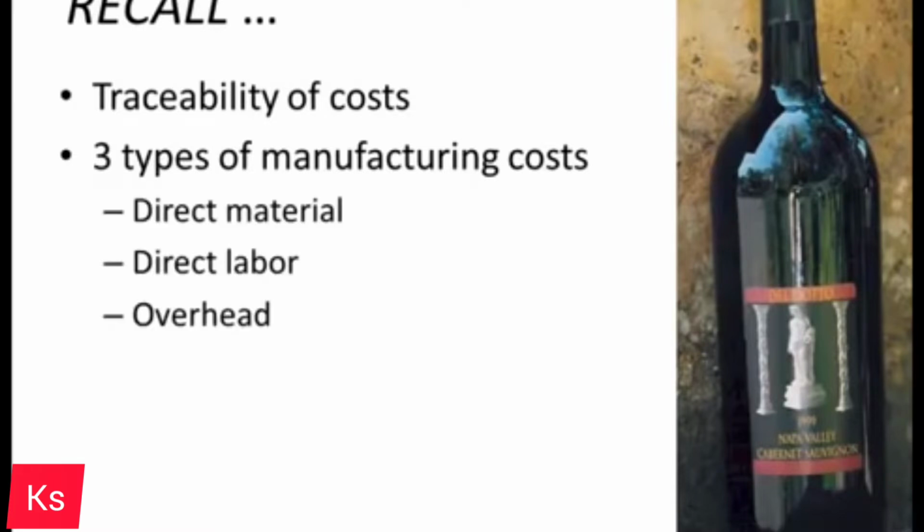We have three types of manufacturing costs. We have direct material, direct labor, and overhead. Direct material and direct labor are direct costs. Those are the costs of materials and labor that can be easily and conveniently traced to a given product. Overhead, those are all the other costs that go into making that product, but they cannot be easily and conveniently traced to a given product. So we call those overhead, and instead of tracing those costs, we're going to have to allocate those costs.